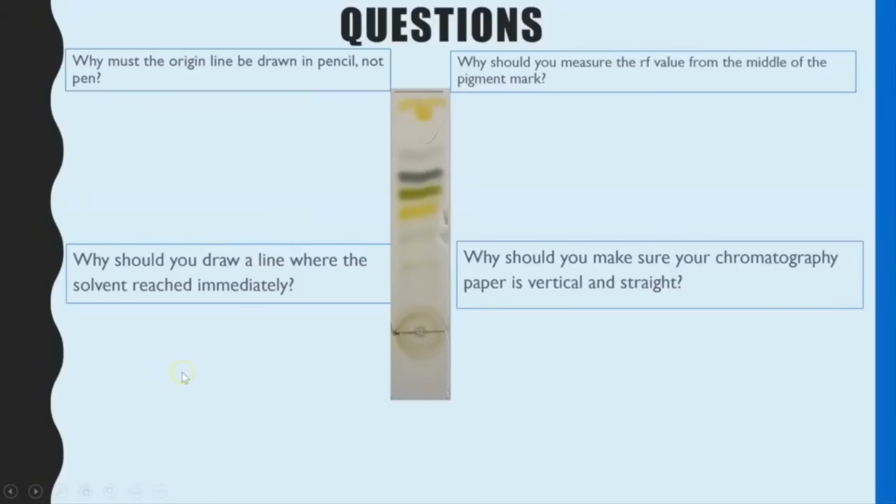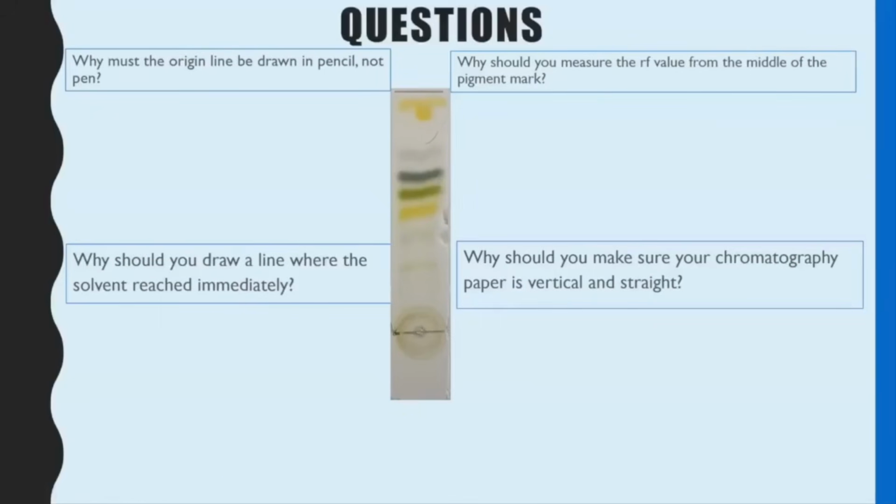So, some exam questions that have come up in the past linked to this required practical. Number 1, why must the origin line be drawn in pencil, not pen? Why should you measure the RF value from the middle of the pigment mark? Why should you draw a line where the solvent reached immediately after you've taken your paper out? So why do you draw a line at the solvent front? And why should you make sure your chromatography paper is vertical and straight when you position it in the solvent?